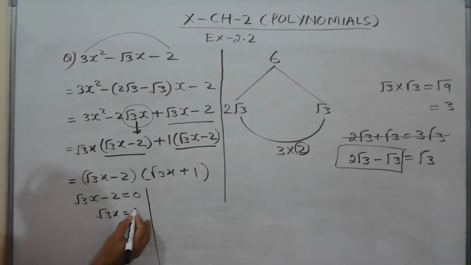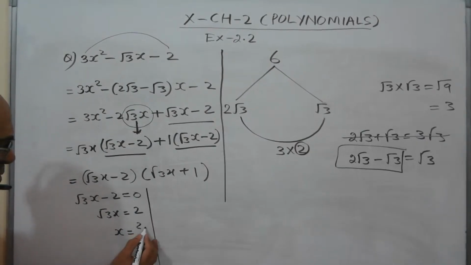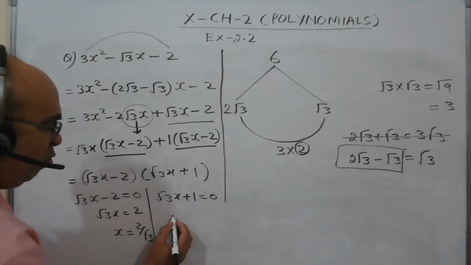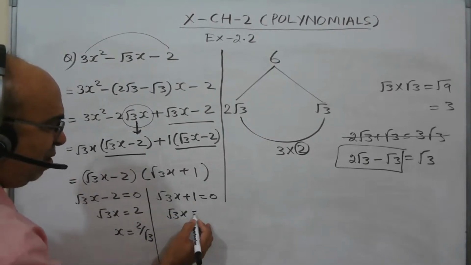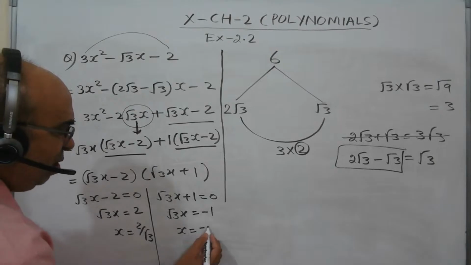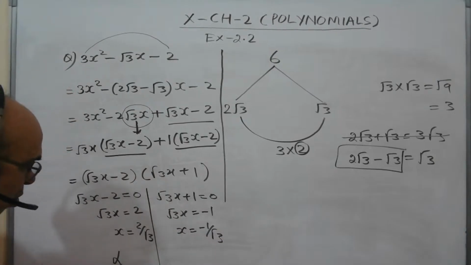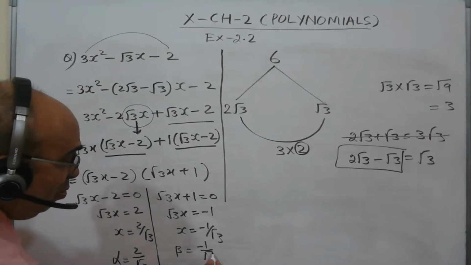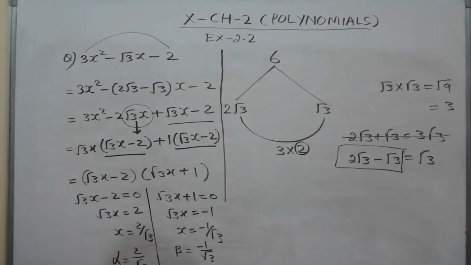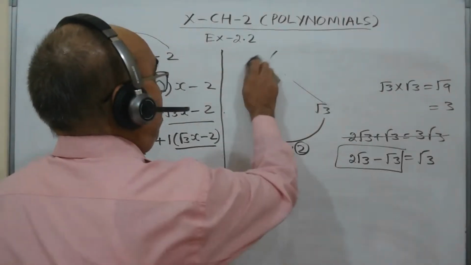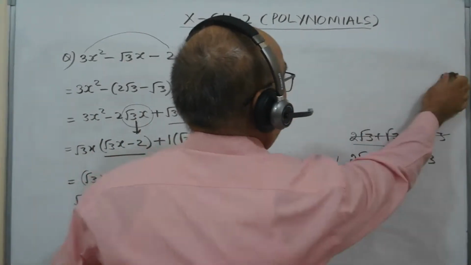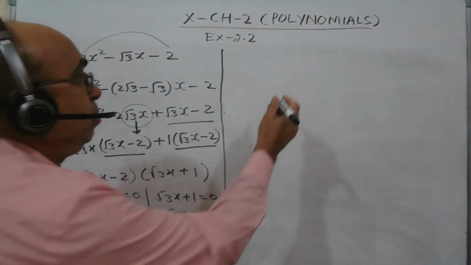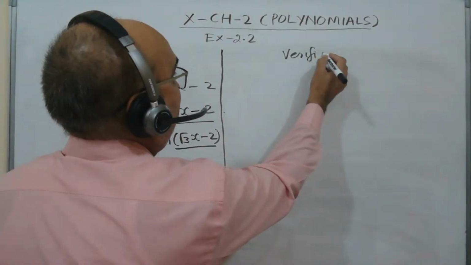So root 3x equal to 2, then x equal to 2 by root 3. Root 3x plus 1 equal to 0, so root 3x equal to minus 1. So x equal to minus 1 by root 3. So alpha equal to 2 by root 3, and beta equal to minus 1 by root 3, and then verification.